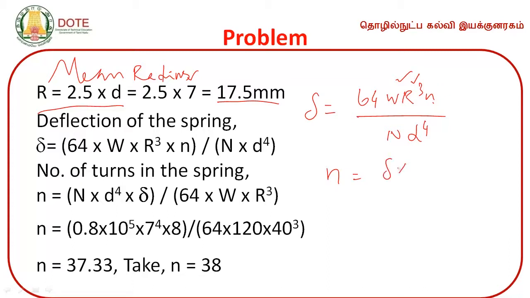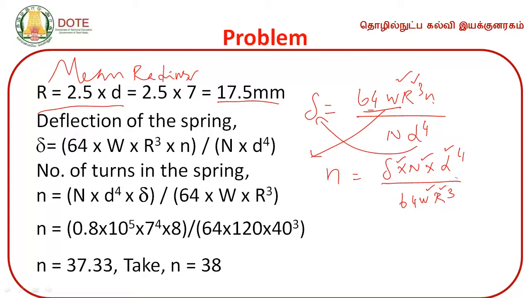n is equal to del into n into d to the power 4, this goes up, divided by 64 w r cube, which comes fully down. Here del is known, n is known, d we have found, r is given, w r we have now calculated. All the values are known, so we substitute them. n is equal to n d to the power 4 into del divided by 64 w r cube. Substituting these values, we get n is equal to 37.33.